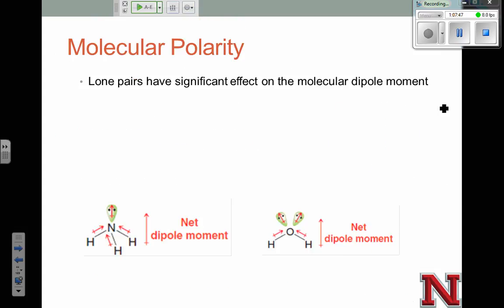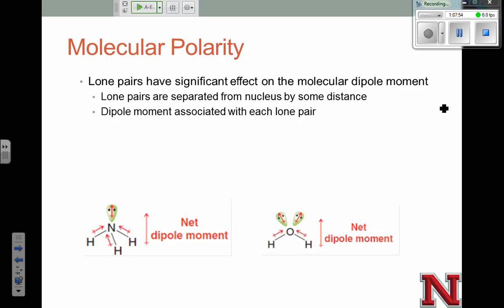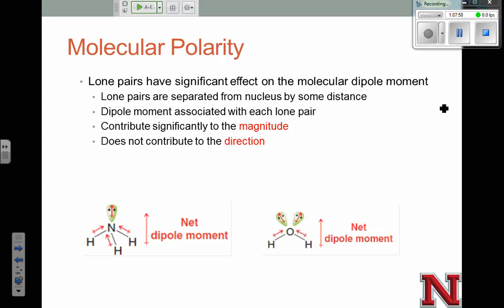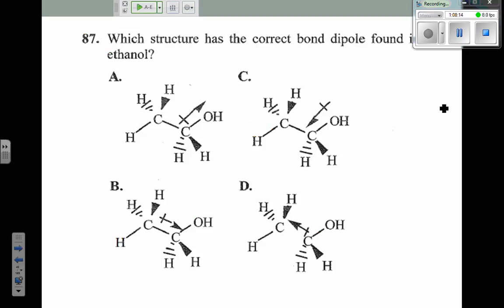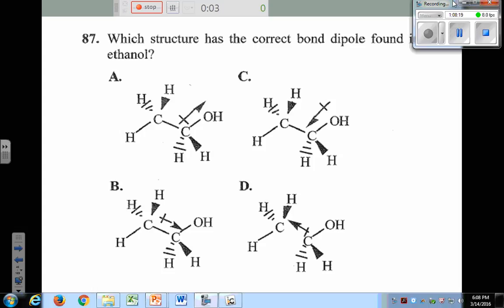Lone pairs do have an effect on molecular polarity, but they're separated from the nucleus by a good bit of distance. So there is a dipole moment associated with it, and it contributes to the magnitude, but not so much to direction. So lone pairs are a little odd there. But it will contribute to the magnitude. So we do have a net dipole in both NH3 and H2O. So that was my molecular polarity.